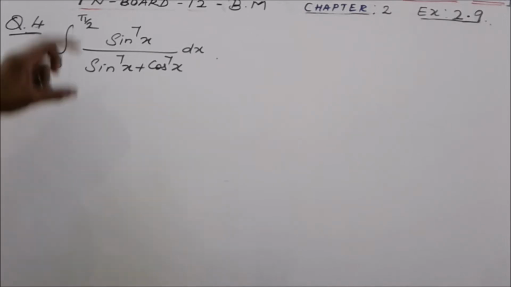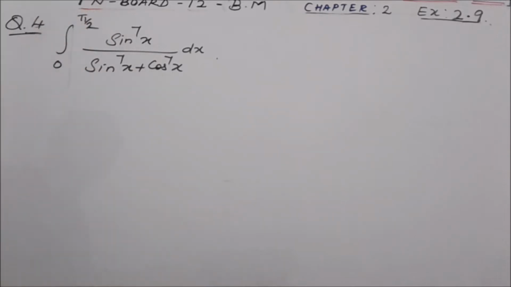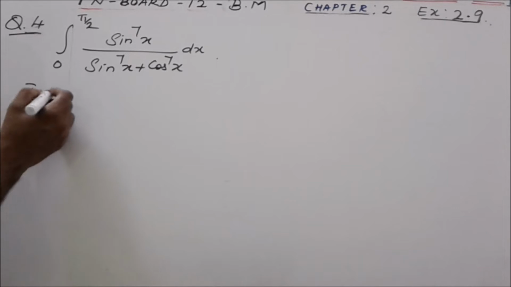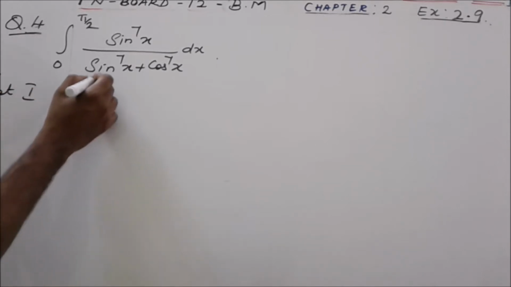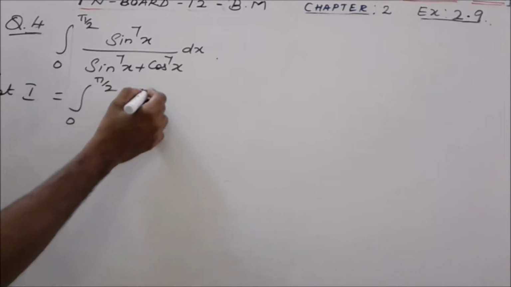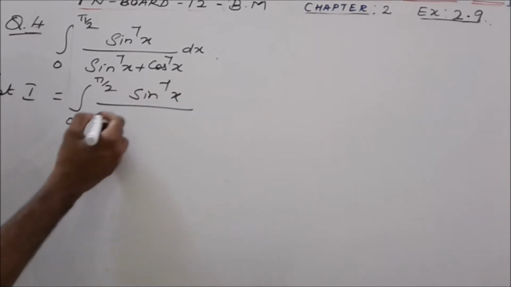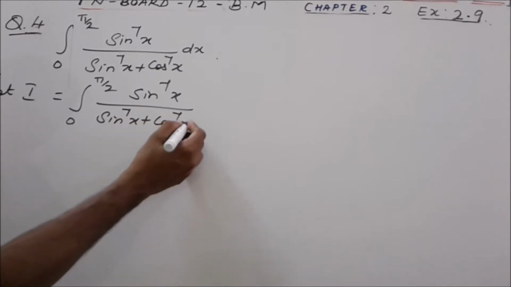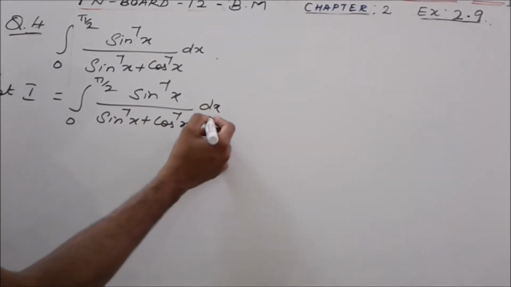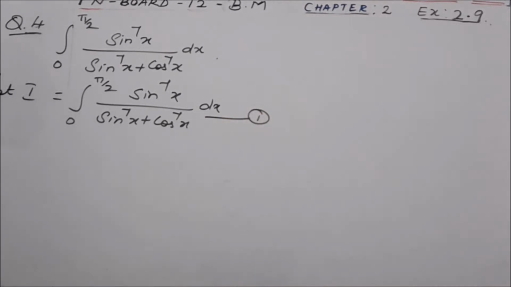So now let the given problem be I. Let I equal to integral 0 to pi by 2 of sin^7 x by (sin^7 x plus cos^7 x) dx. Let it be equation number 1.